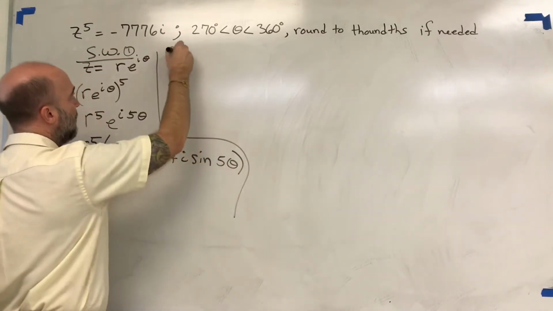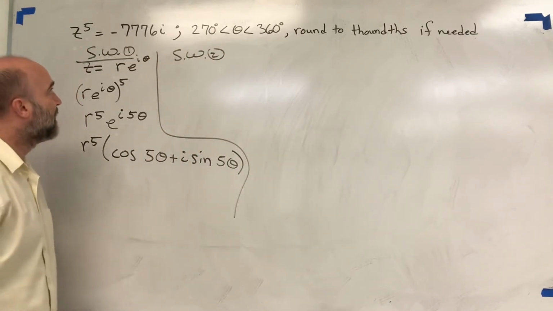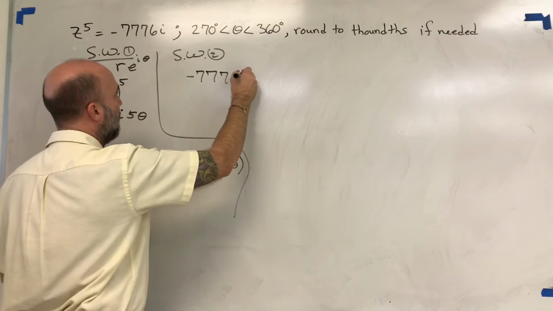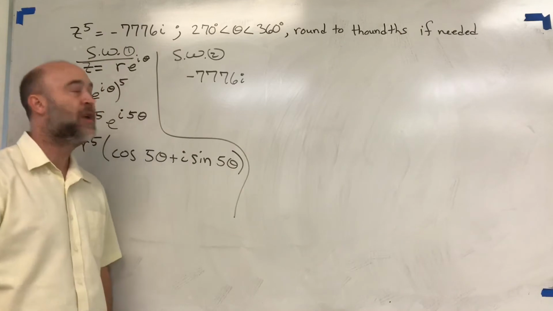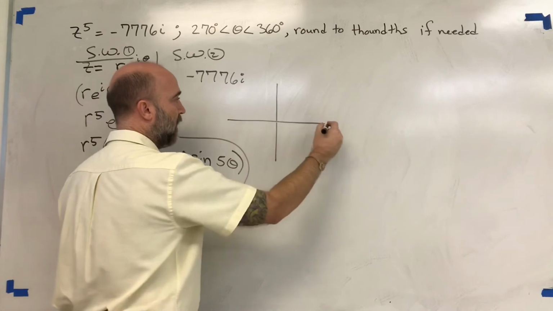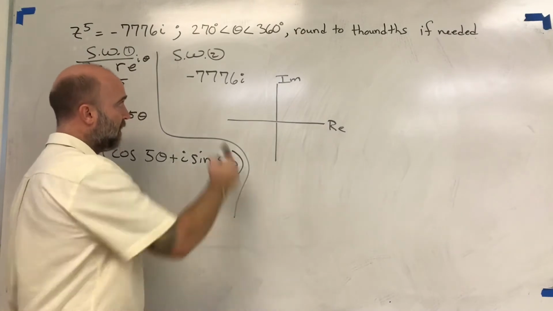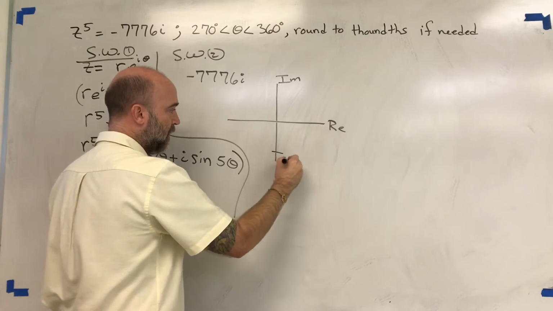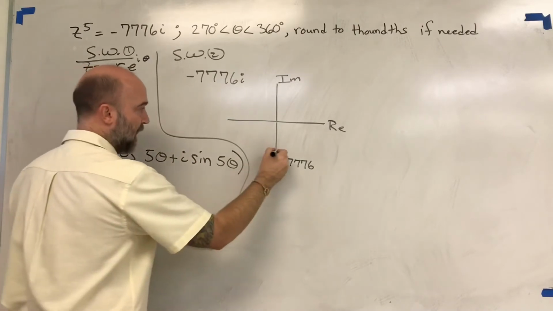Got that. And then side work 2, I'll play with that negative 7,776i. Well, to change it into its polar form, it's helpful to know what it looks like on the coordinate axis. So here's the real part, here's the imaginary part, and negative 7,776i is down here. 7,776 on the imaginary axis. So that's where that's at.